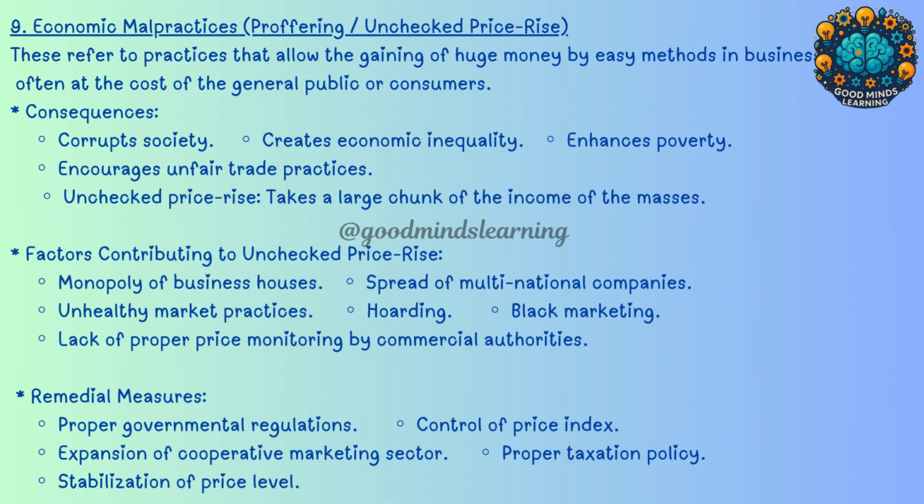Moving on to economic malpractices: profiteering or unchecked price rise. These refer to practices that allow the gaining of huge money by easy methods in business, often at the cost of the general public or consumers. Consequences: corrupts society, creates economic inequality, enhances poverty, encourages unfair trade practices. Unchecked price rise takes a large chunk of the income of the masses.